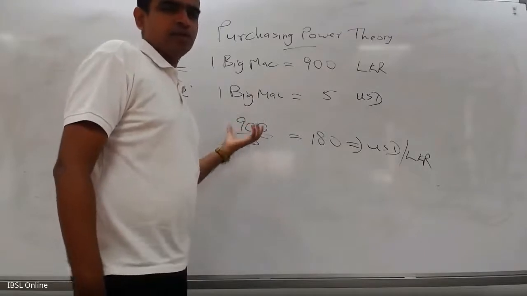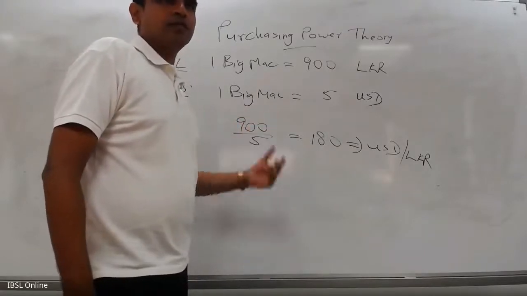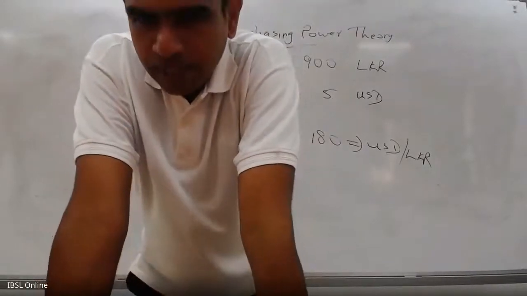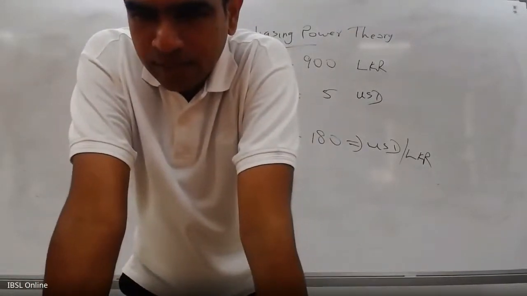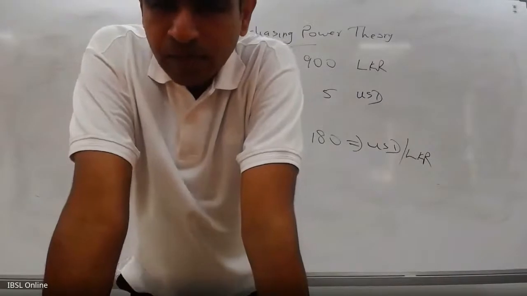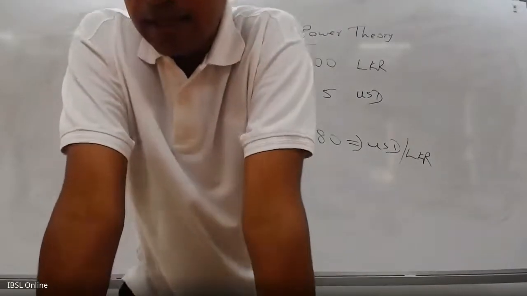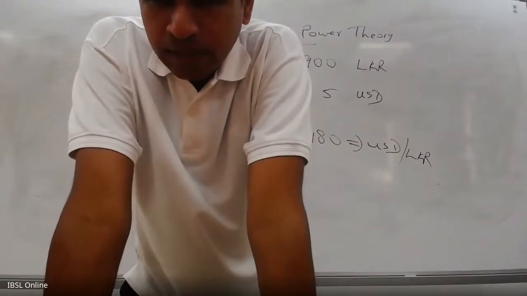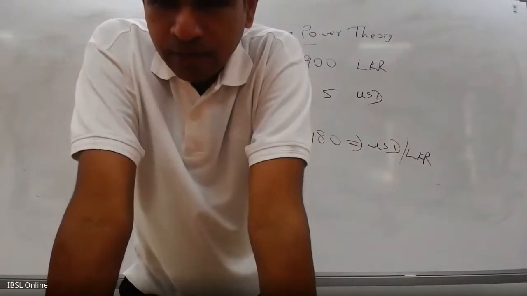Okay, so this is what purchasing power parity means. Identical product in two different markets should reflect the exchange rate between the two countries. Despite Japanese yen being regarded as a stronger currency, why is the yen quoted as a relatively small value in rupees?